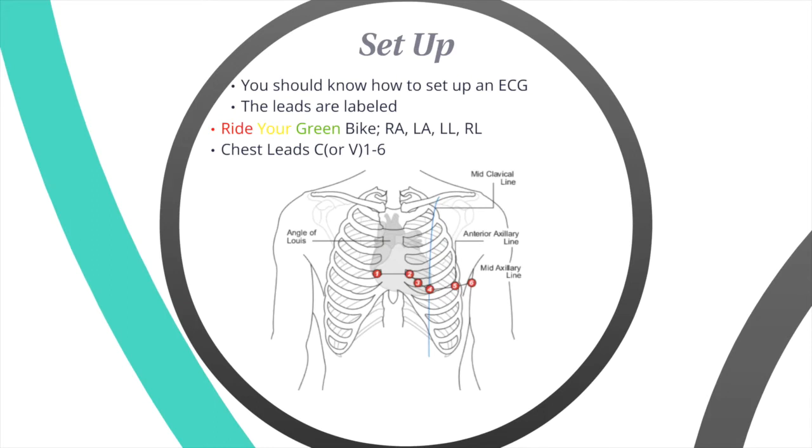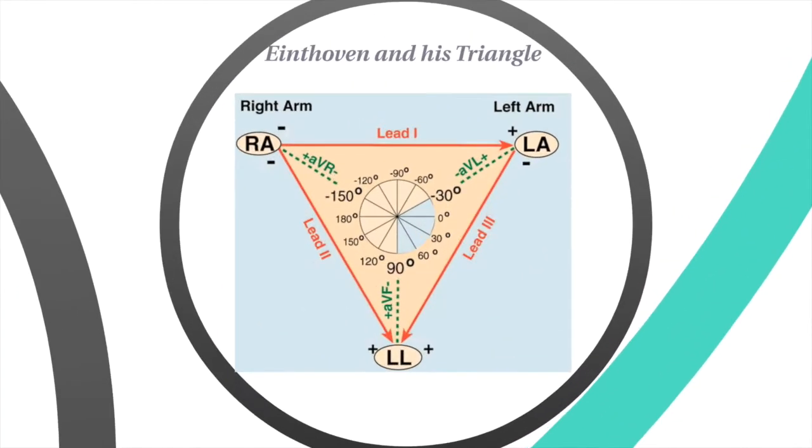Chest lead 3 is in between 2 and 4, halfway. 6 is at the mid-axillary line, fifth intercostal space. Chest lead 5 is between 4 and 6, exactly halfway on the same line. This is Einthoven's triangle. It shows you the relationship between all the leads, including the unipolar ones, which are aVF, aVL, and aVR. Important to have this in mind.